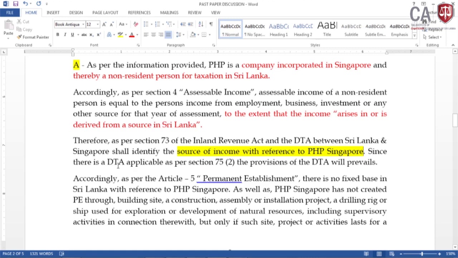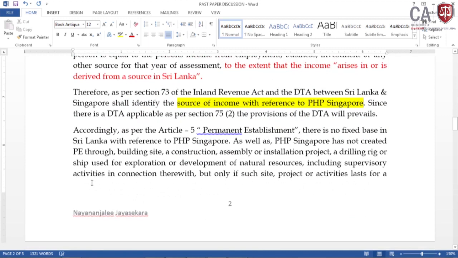Now in the act, as per section 75 subsection 2, the provisions of the DTA shall prevail. Therefore, we need to apply the DTA. Up to that point we have applied the Inland Revenue Act. Now come to the provisions of the DTA.